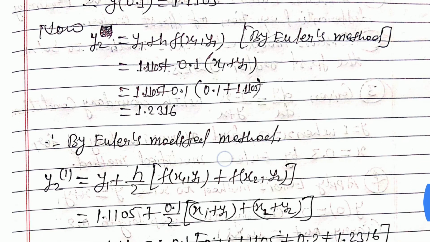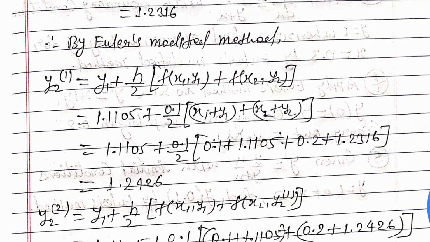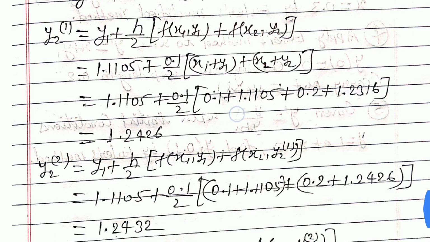So that's y2. Now by Euler's modified method, we have to find y2 first time. What is the formula of Euler's modified method? To find the value of y2, we use here y1, and here x1 y1, here x2 y2. Then we substitute the corresponding values and we find 1.2426. That's the value of y2 first time.